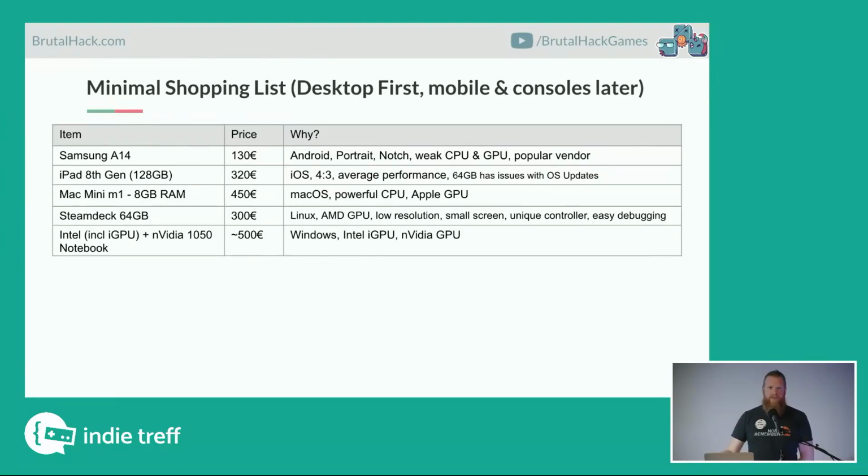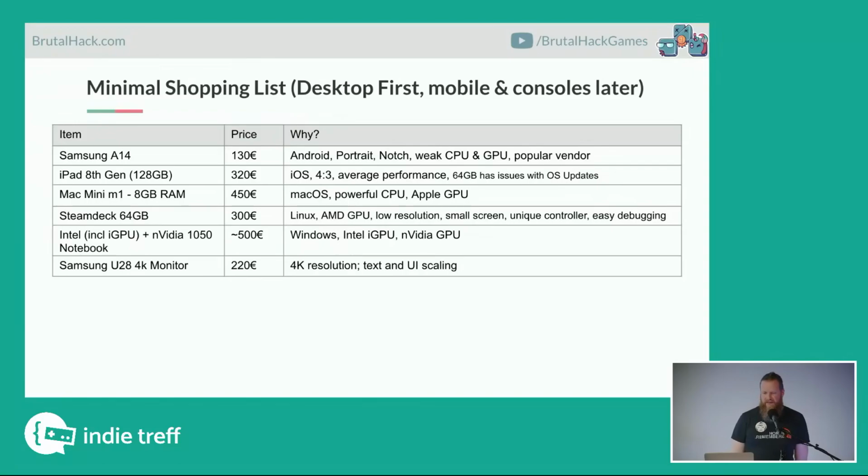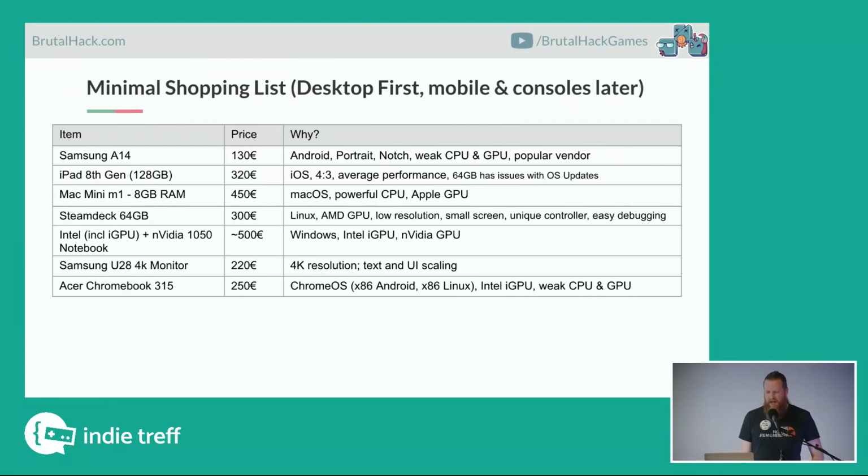Now again, you already have a device that you're programming on. It might be a Linux machine, might be a Windows machine with AMD. So just see that you get these checkboxes done. Then I recommend the Samsung U28 4K monitor if you do not have a 4K monitor yet. It gets the job done, has 4K resolution, it's only 200 euros, and you use it for text and UI scaling.